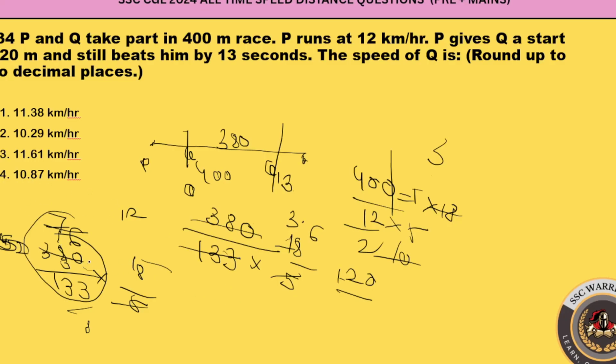Now this 76 and 18, so 76 divided by 7.5, which will be around 10.2 something. So the correct answer will be the second option.